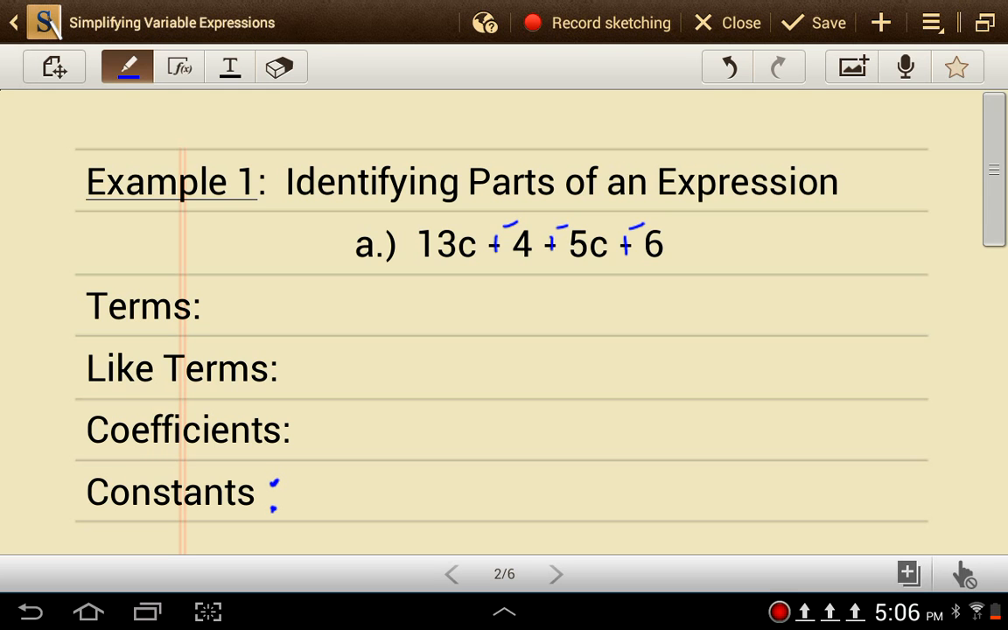So for my terms, I'm just going to list them here. 13c is one term, separated by plus -4. Then -5c, and my fourth term is -6. So I have 4 terms. I just list them in my terms.